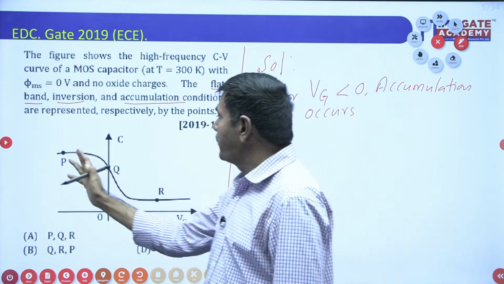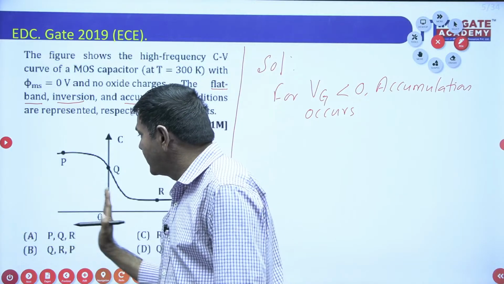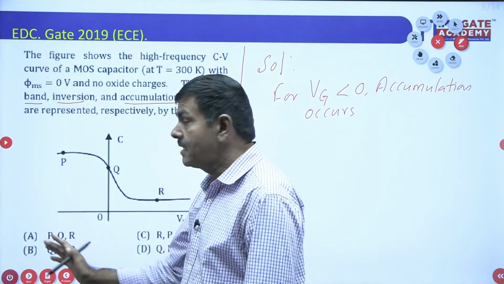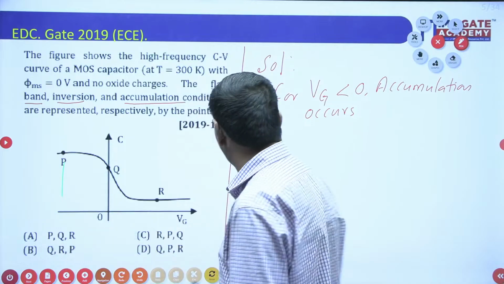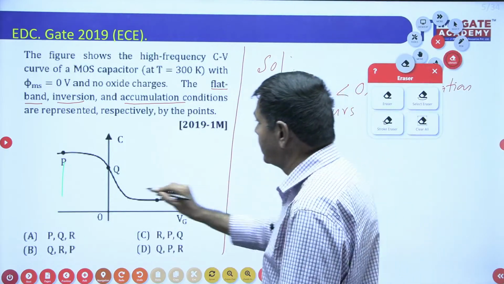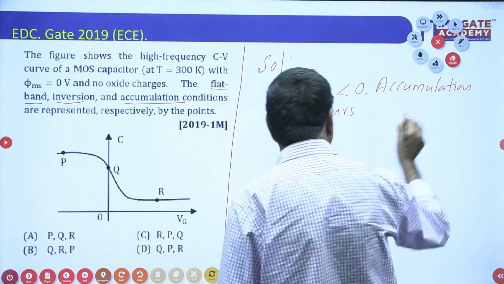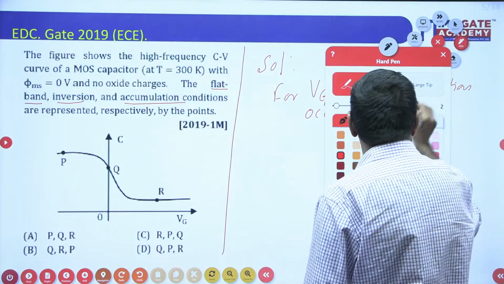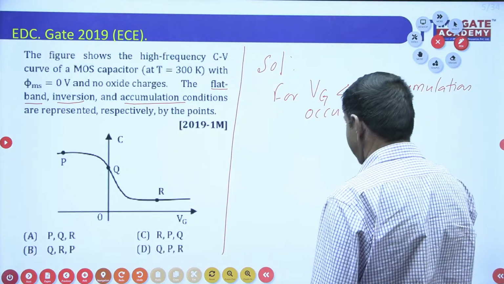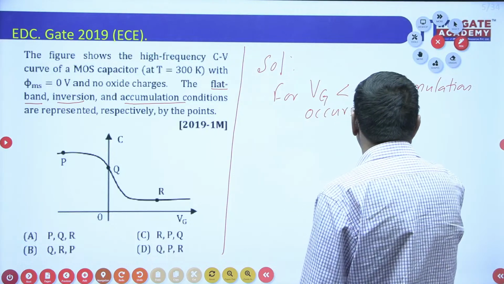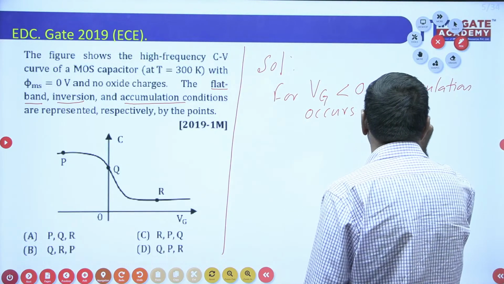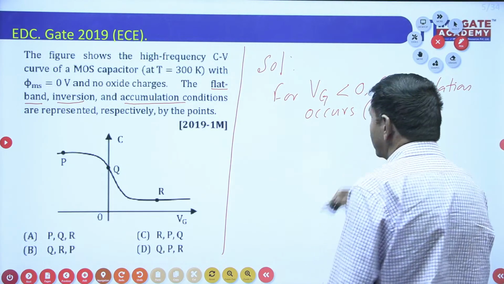That means the P point comes under accumulation only. VG less than 0 maintains accumulation. The point P is said to be accumulation only. That can be taken as accumulation. That is point P, I can note down here.